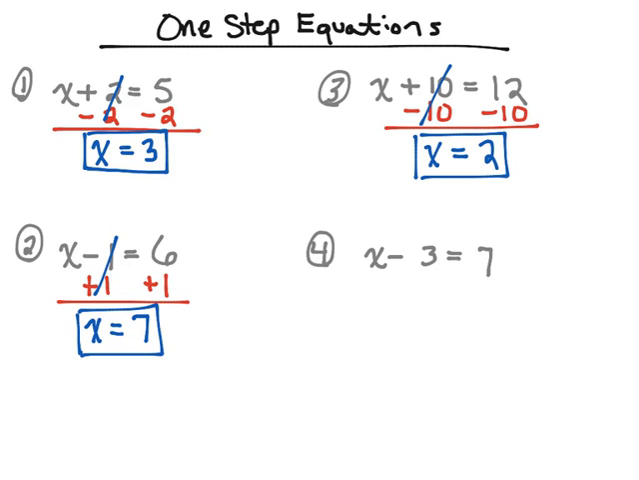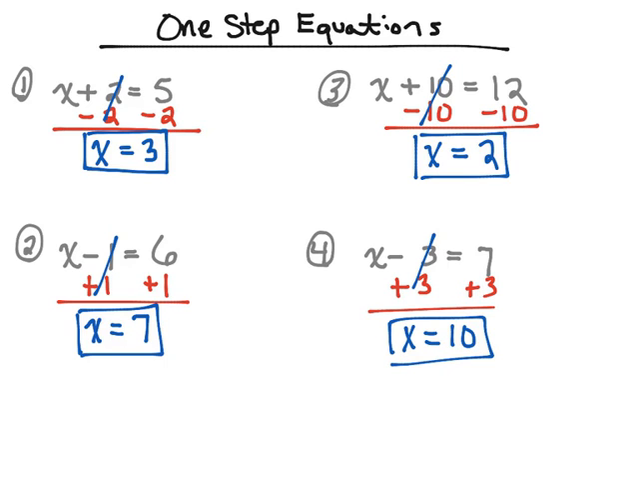Let's try number 4. Here they're subtracting 3, so what I'm going to do is the opposite of that, which is to add 3. And if I add the 3, well, first of all, notice how this is going to cancel. And if I add the 7 plus the 3, 7 plus 3 equals 10. Therefore, the solution to this equation is 10. Again, we can check our work by plugging that 10 in. Notice how 10 minus 3 does equal 7.